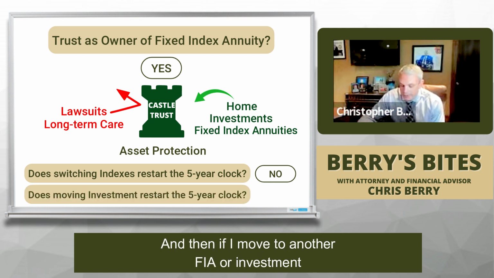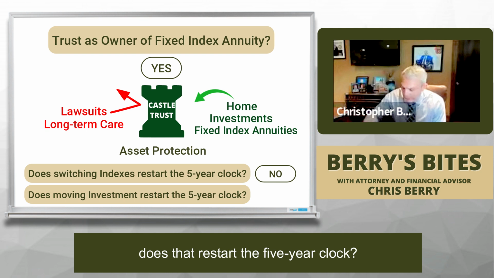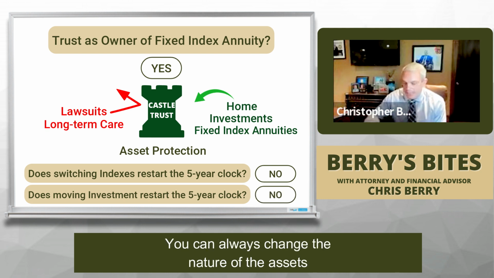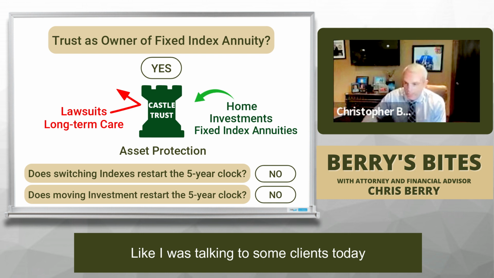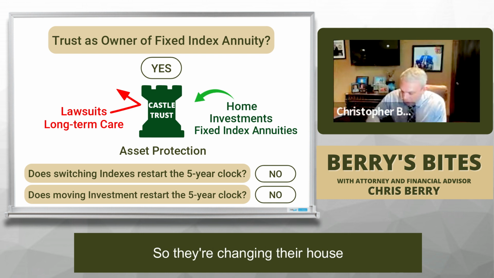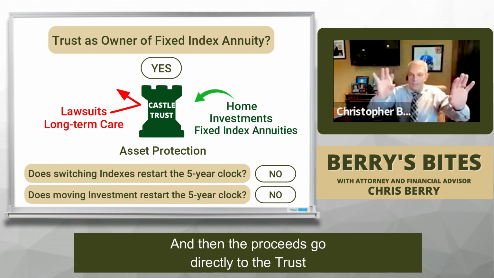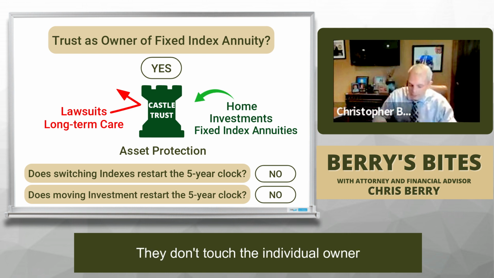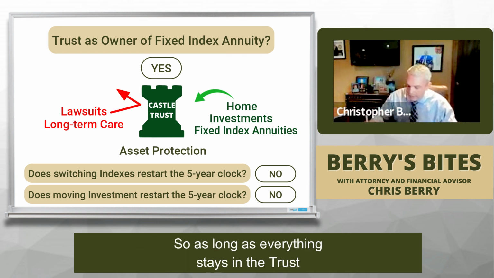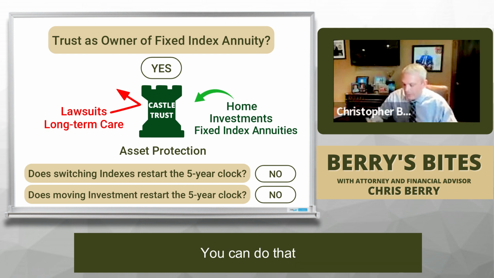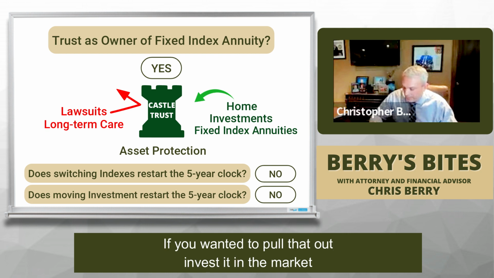And then if I move to another FIA or investment, does that restart the 5-year clock? The answer is no. Inside of the trust, you can always change the nature of the assets. Like I was talking to some clients today, they're selling their house, so they're changing their house into cash. It's all done within the trust. You sell the house from the trust, and then the proceeds go directly to the trust. They don't touch the individual owner. So as long as everything stays in the trust, you're just changing the nature of the asset, and you can do that. Likewise, if you wanted to pull the fixed index annuity out and invest it in the market, you can do that.